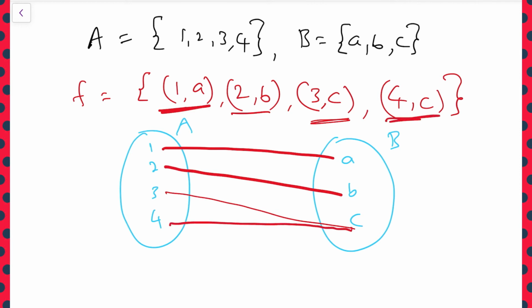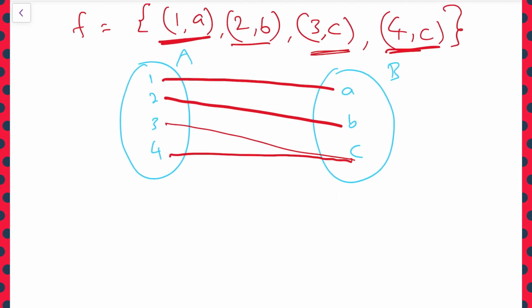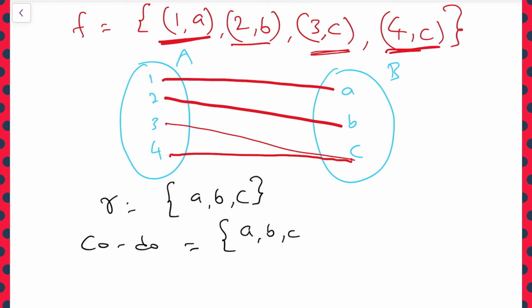Now, let us check whether it is a surjection or not. According to the definition of onto function or surjection, the range should be exactly equal to the codomain. Here, what is the range? Whatever the answers we are getting, that is a, b, c. Range is nothing but the result. When we substituted 1 we got a, when we substituted 2 we got b, when we substituted 3 we got c, when we substituted 4 also we got c only. So a, b, c will become the range.